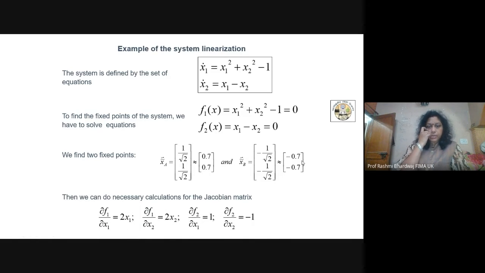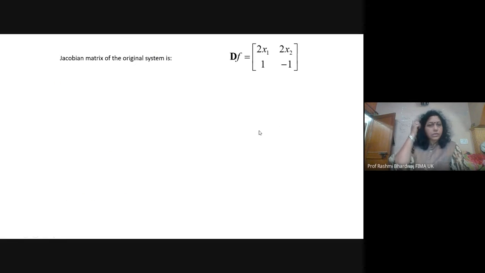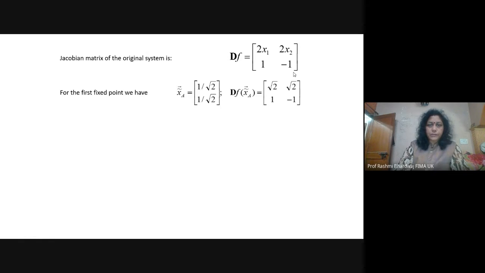Now we are calculating the Jacobian matrix based on that. What is the first value? 2x1, then 2x2. It is 1 and minus 1. So this is your Df, which is 2x1, 2x2, 1 and minus 1. Now we have to calculate at the equilibrium points. So at the point (1 by root 2, 1 by root 2), it comes to be this value.